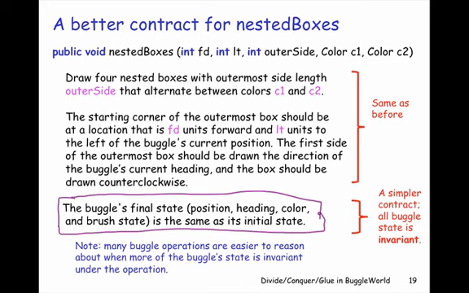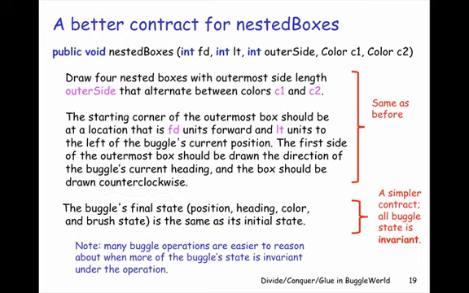But in fact, in almost all cases, what we really want is we want as many properties of the buggle to be as invariant as possible. So we would like the color and the brush state to be invariant when we call nested boxes. That is, the color and brush state of a buggle after nested boxes is called should be the same as the color and brush state before nested boxes was called. And if we do that, then there's less that we have to worry about changing along the way. It's a lot easier to reason about gluing together nested boxes with other kinds of methods if these elements of the buggle are not changing.